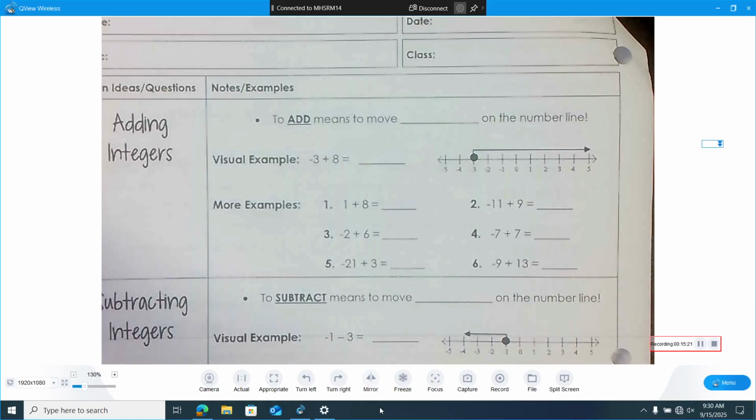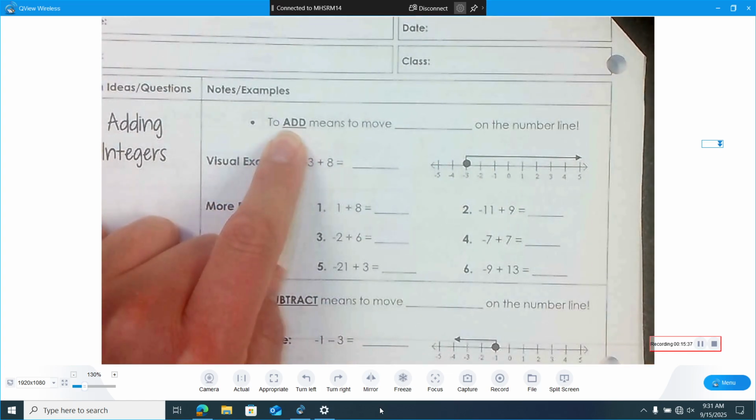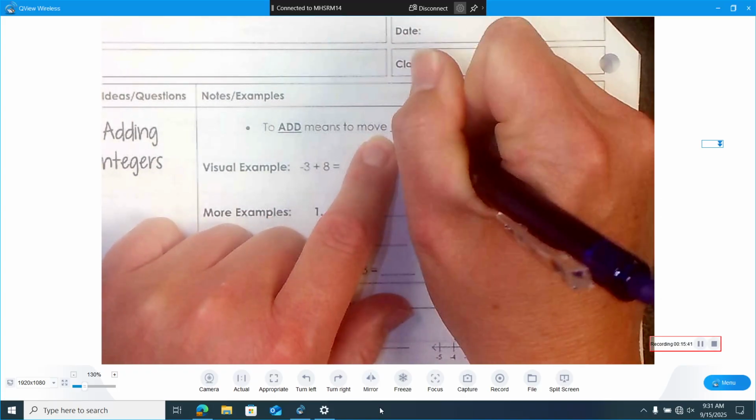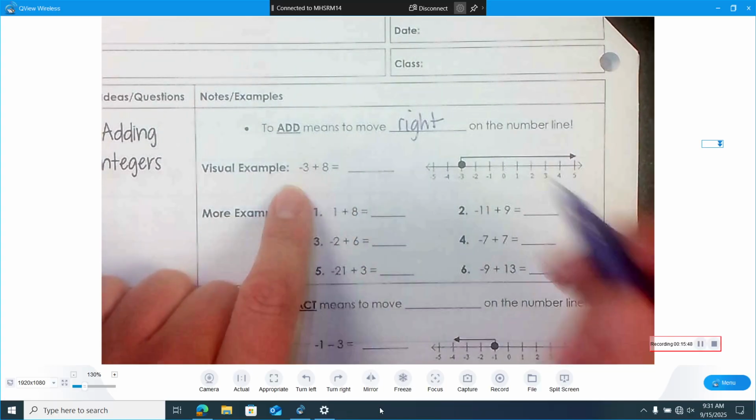All right, as an introduction to adding integers, we are going to use the number line just to get going. And it turns out to be pretty easy. So adding integers, when we're adding things together, it means that we're going to move right on the number line.